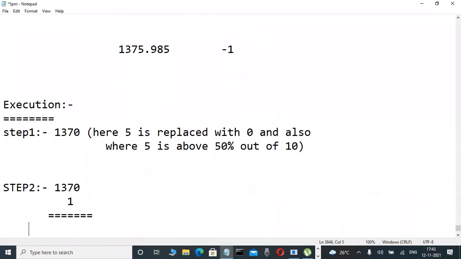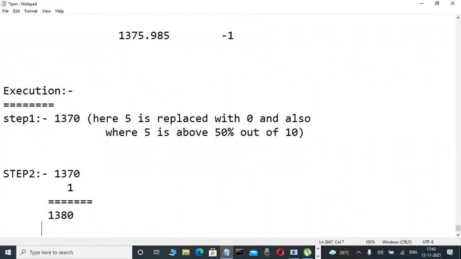Very good. Who is telling what? 1380. That is the correct answer. Who is telling what? 1380 is the correct answer. Very good. So many fellows are telling 1380. Yes, those persons are good at mathematics.